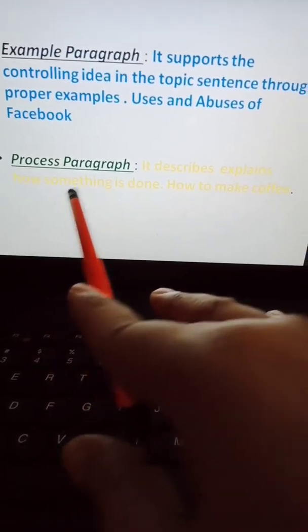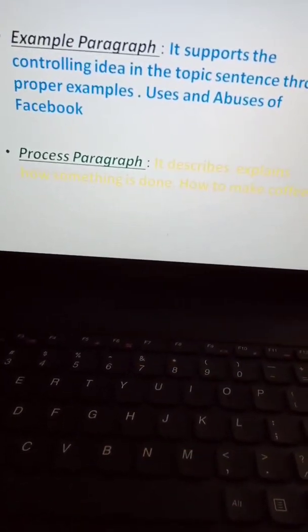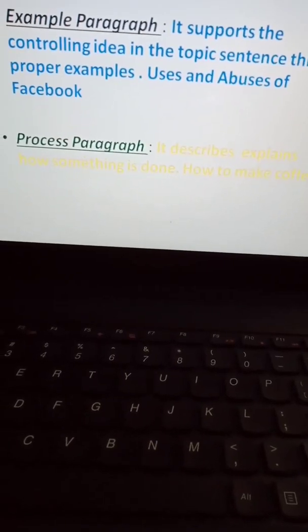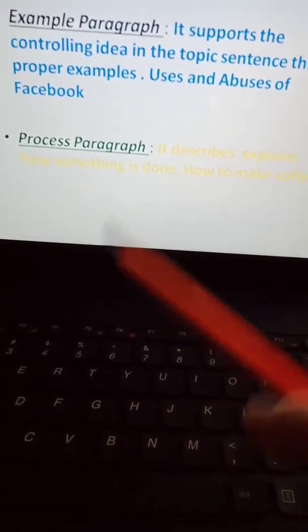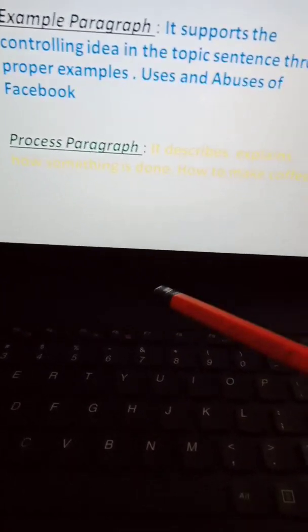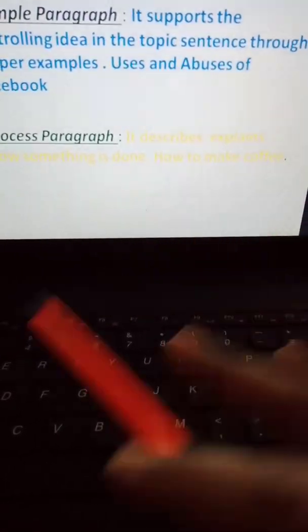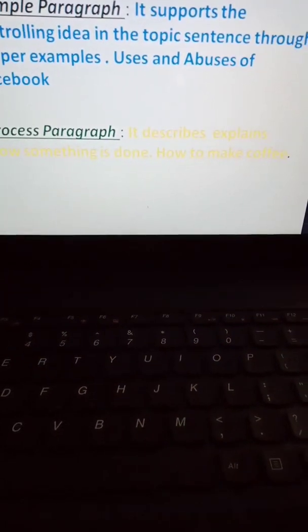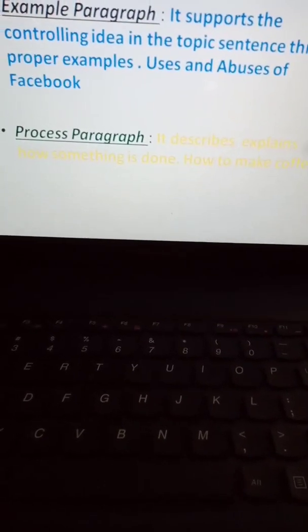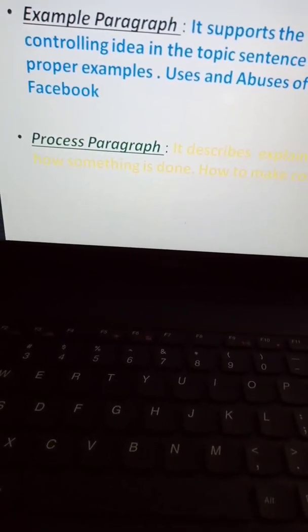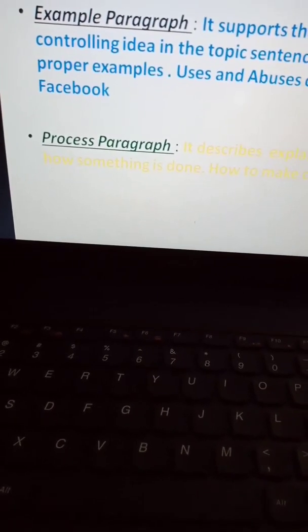Then the next one is process paragraph. This is the last category. It describes or explains how something is done or how something is made. For example, how to make coffee, how to make tea, how to make a dress, how to cook biryani, etc. So these are all about the classifications of paragraph. Okay.